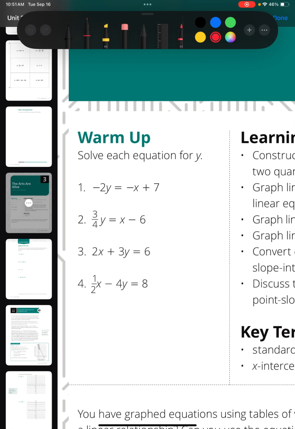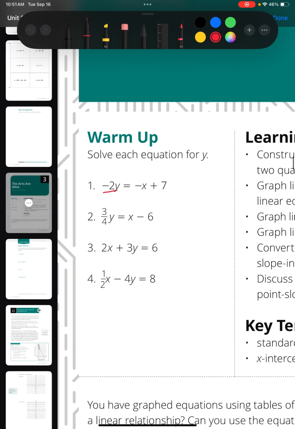So for that first one, we don't only have one step. We would divide by -2. So we have to divide everything on each side by -2, and we'd end up with y equals 1/2, and negative divided by negative becomes a positive, so 1/2 x minus 7/2.